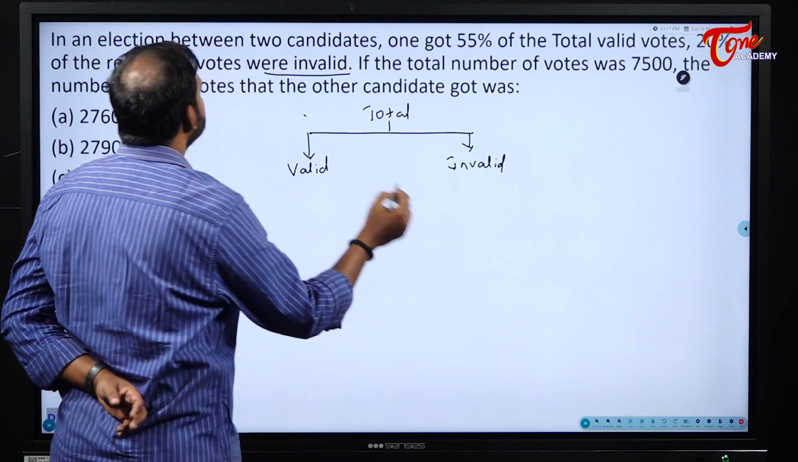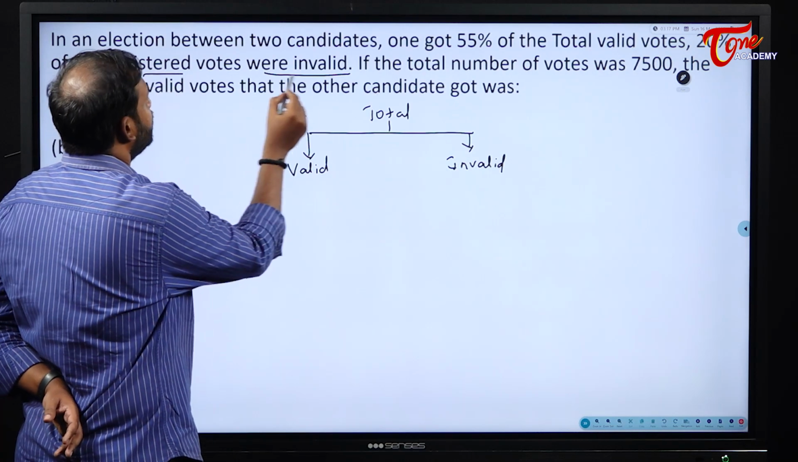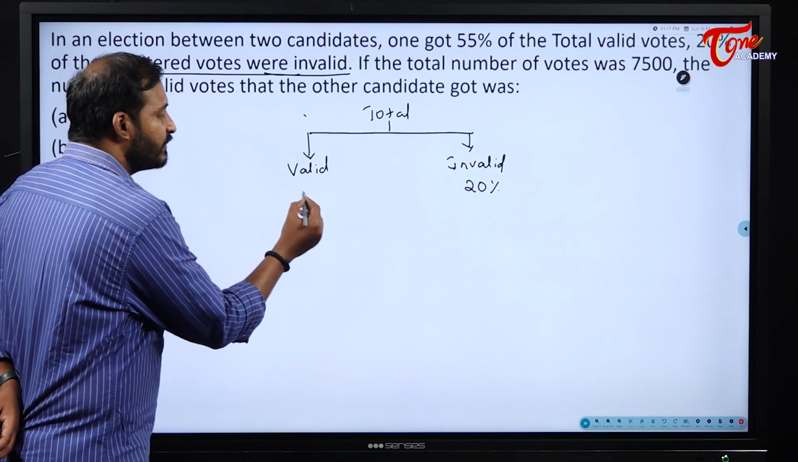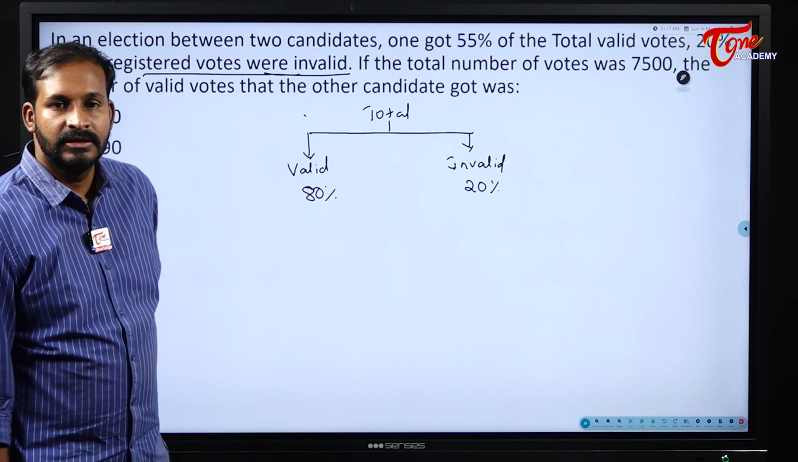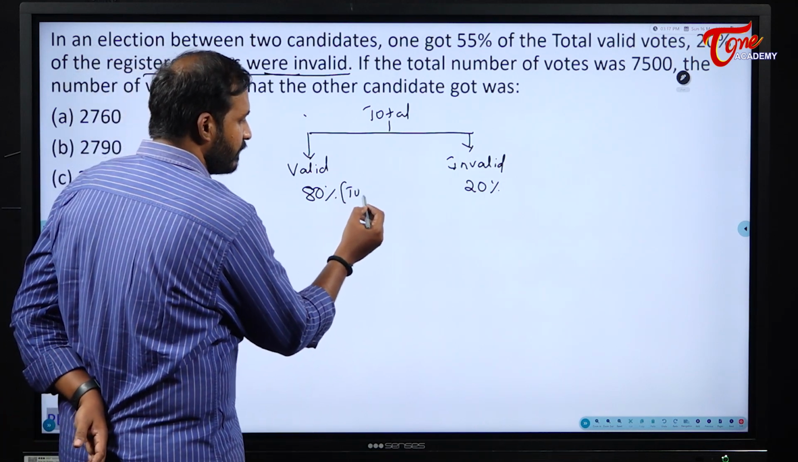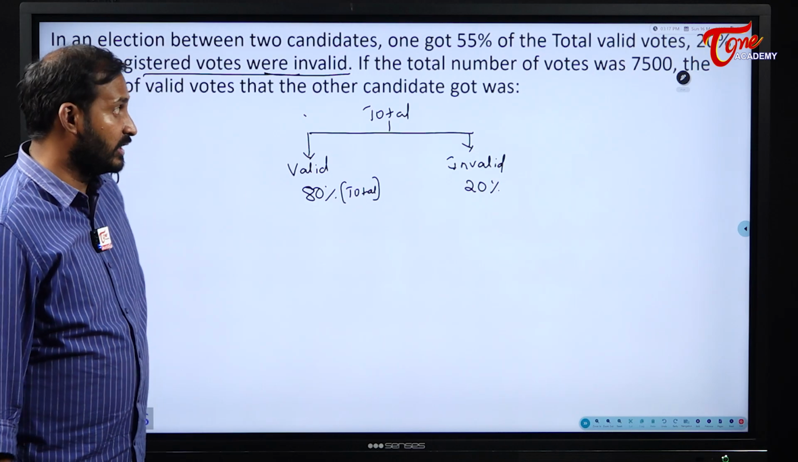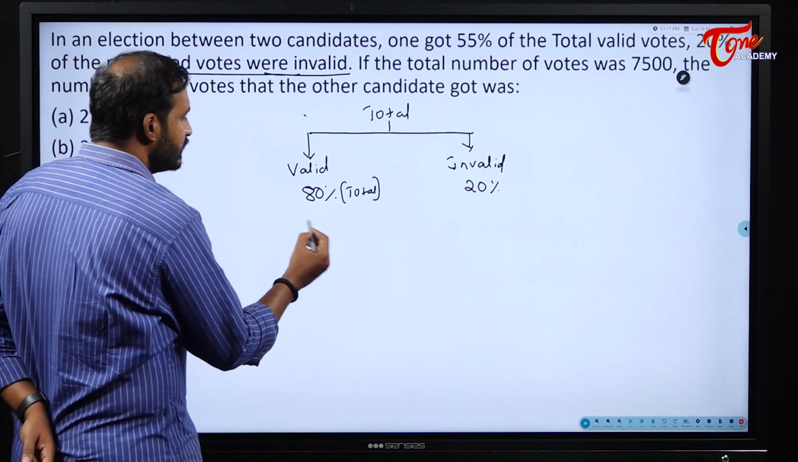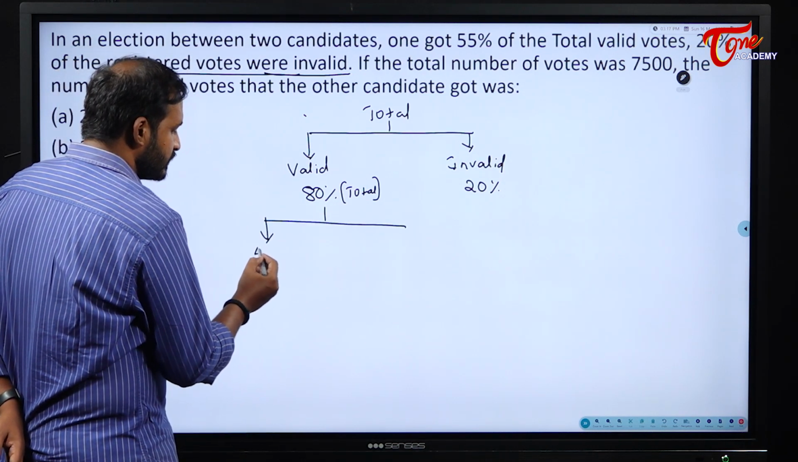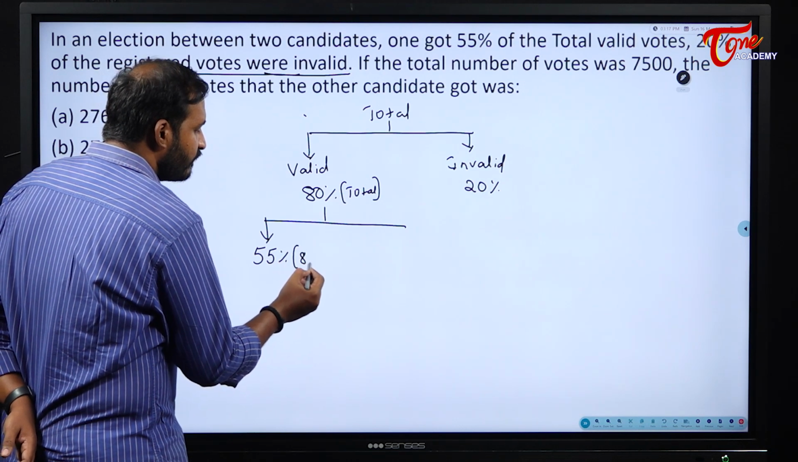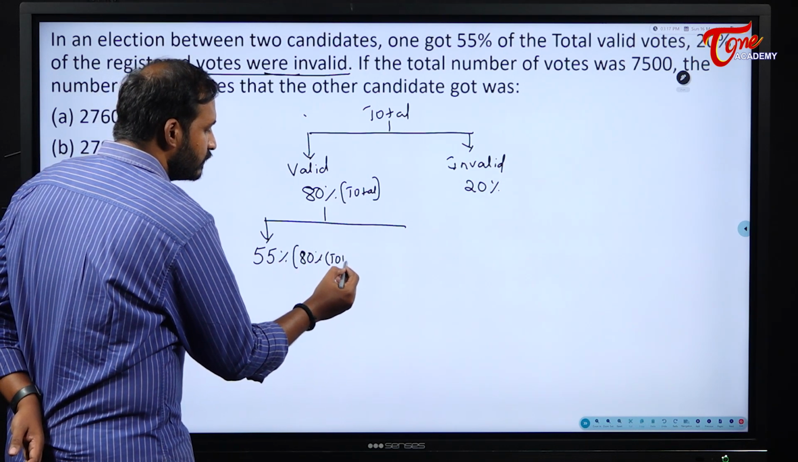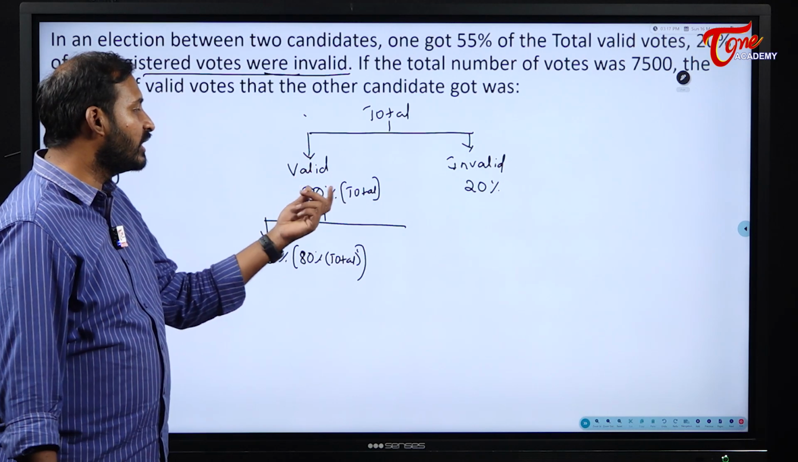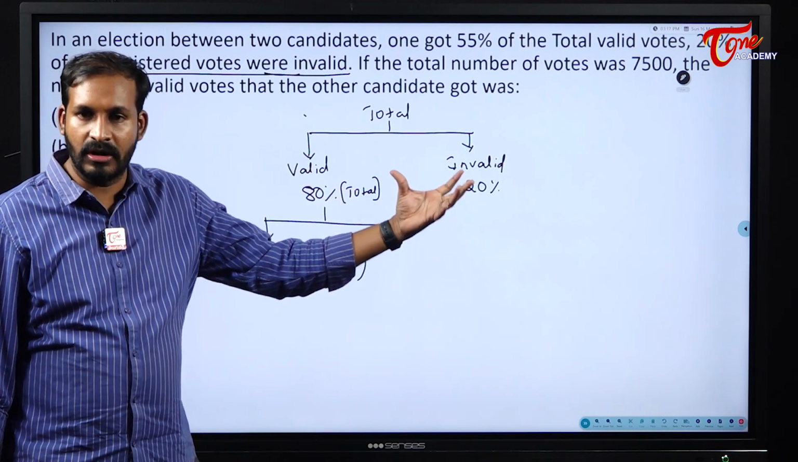What he is telling us is 20% of the registered votes were invalid. If 20% of total were invalid, what is the valid votes percentage here? 80%. Valid votes is 80% of total. Remember this one. Valid votes are 80% of the total. Now, one got 55% of total valid votes. That means 55% of 80% of total. Don't get confused by seeing the word total. Here that is total valid votes. So total valid votes are what? 80% of the total.